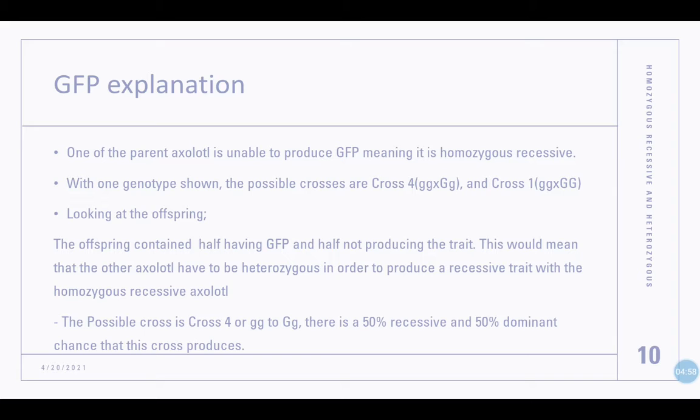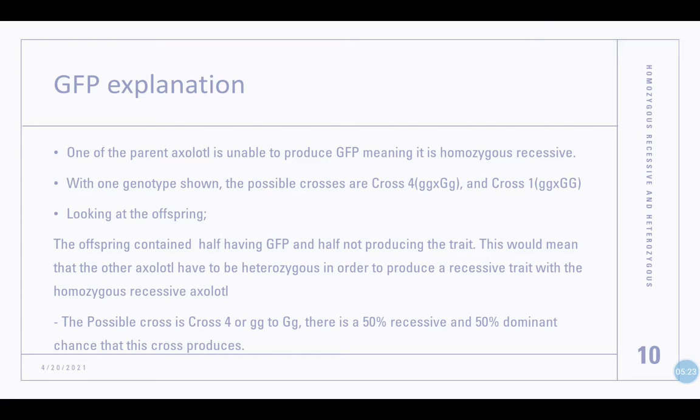Okay, so for GFP explanation, one of the parents was unable to produce GFP, meaning it has to be homozygous recessive, since producing GFP is a dominant trait. With one genotype shown, the possible crosses are cross 4, which is homozygous recessive to heterozygous, and cross 1, which is homozygous recessive to homozygous dominant.